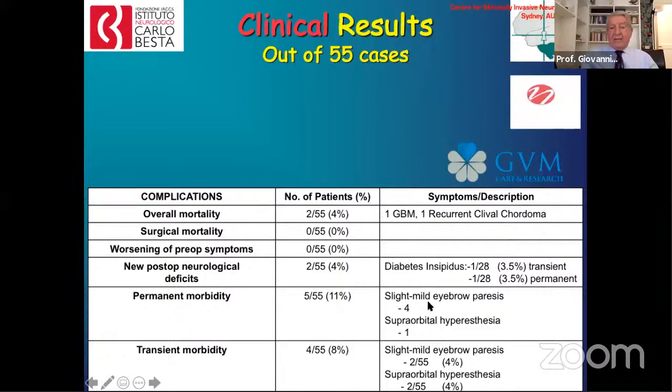The slight mild eyebrow paresis occurs because the muscle has to be cut and sutured in a very delicate way, and the supraorbital hyperesthesia occurs because we went too medial and came into conflict with the supraorbital nerve, a branch of the trigeminal nerve. Transient morbidity is something that is there, and it goes away in no more than 3 months.